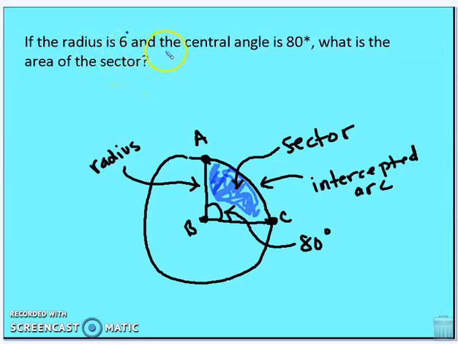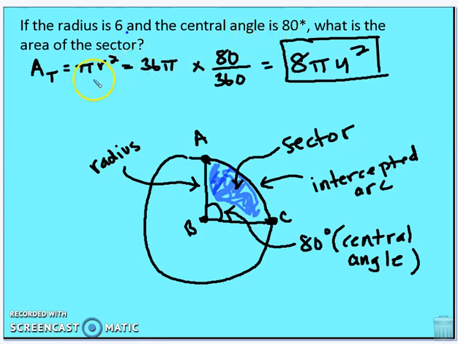I have a radius of 6 and a central angle of 80 degrees. What's the area of the sector? So we're going to reference that 80 degrees and the radius of 6 to find the area of the sector. We know that the area of the circle is pi r squared, which is going to be 36 pi.